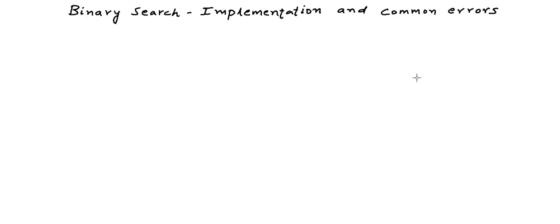In the previous lesson, we learned about binary search as an efficient algorithm to find or search an element in a sorted data, in a sorted collection. In this lesson, in some real code, we will see how to implement binary search, and we will also see what are the common errors that happen while implementing binary search. But before that, a quick recap.